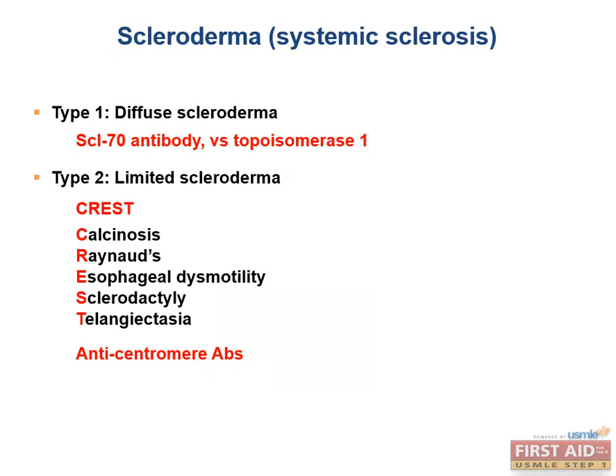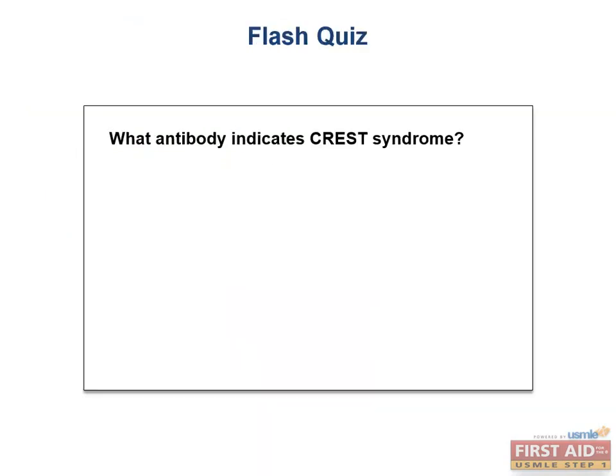So which would you rather, type 1 or type 2 scleroderma? I bet you picked type 2, CREST syndrome, because it's more limited. What antibody indicates CREST syndrome? The anti-centromere antibody.